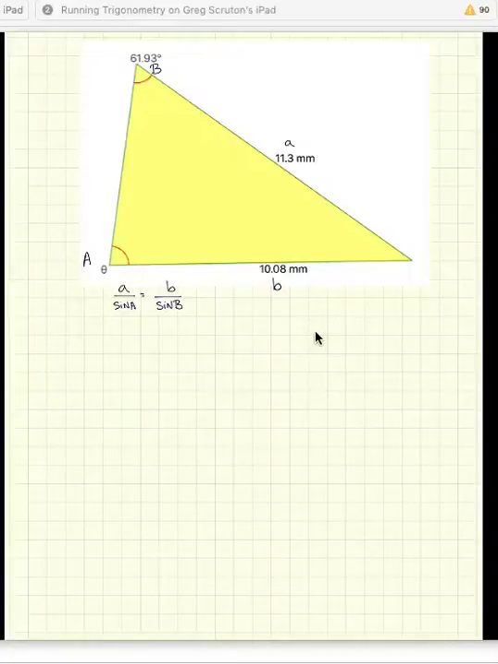Alright, so I'm going to fill in what I know. We know side A is 11.3 millimeters, and we don't know angle A, so I'm just going to write sine of theta, is equal to our side B, which is 10.08 millimeters, divided by the sine of angle B, which is the sine of 61.93 degrees.